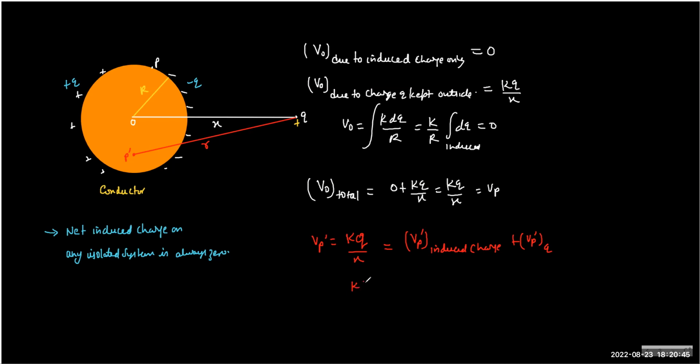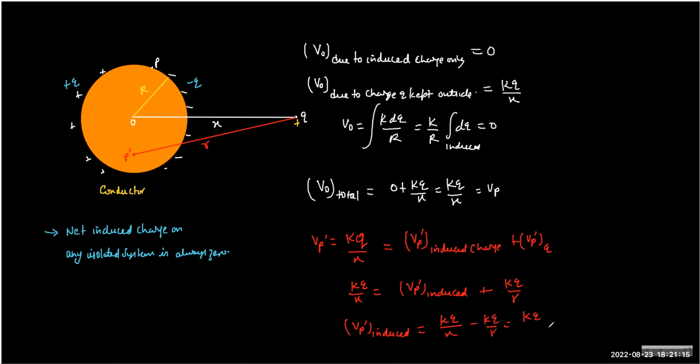And therefore, Vp dash due to Q, we can calculate again. It's very easy. It is KQ bar. So therefore, the induced contribution you can always calculate for any random point once you know the answer for the center.